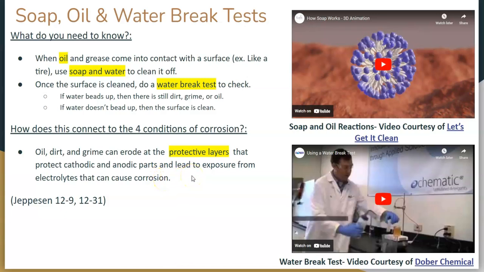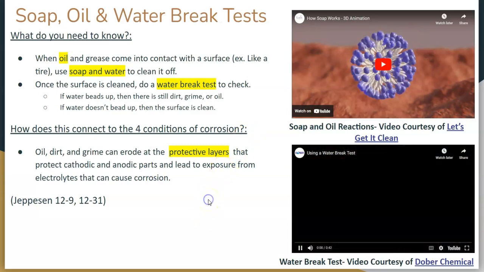Again, dirt and grime, you don't want that to stay on the plane. It can erode protective layers, and we know all about protective layers. Protective layers protect against corrosion. Got a couple videos embedded for you. If you're doing this via Nearpod, I'll include those as well.